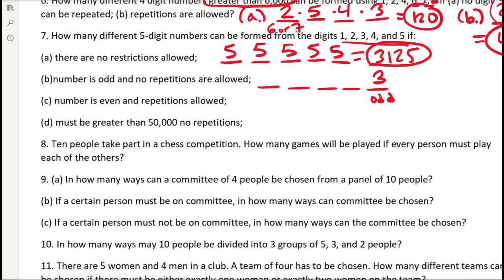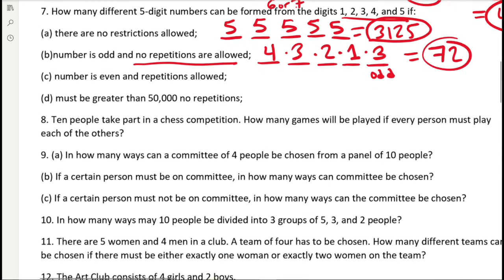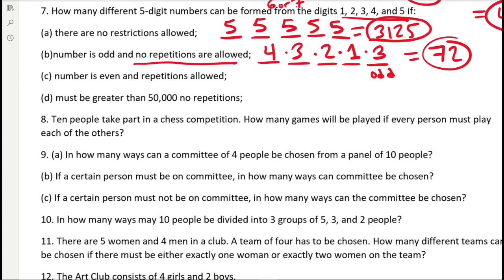So the first digit here is going to be any of those numbers. It says no repetitions are allowed, however. So if you choose one of the odd numbers, then you have 4 numbers left because you had a total of 5. And then you get 3, and then you get 2, and then 1. And then by the multiplication counting principle, you can multiply those, and you get 72 ways, 72 different numbers.